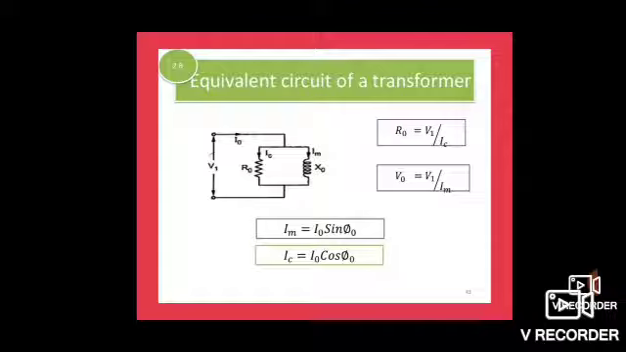IM is I0 sin φ0 and IC is I0 cos φ0, where φ0 is the angle between voltage and current, that is V1 and I0. The IM and IC are obtained from the phasor diagram.